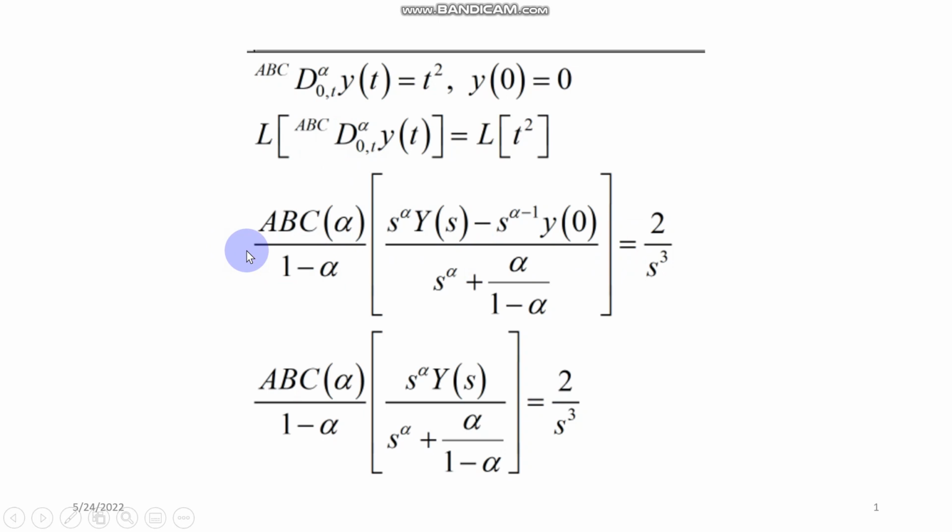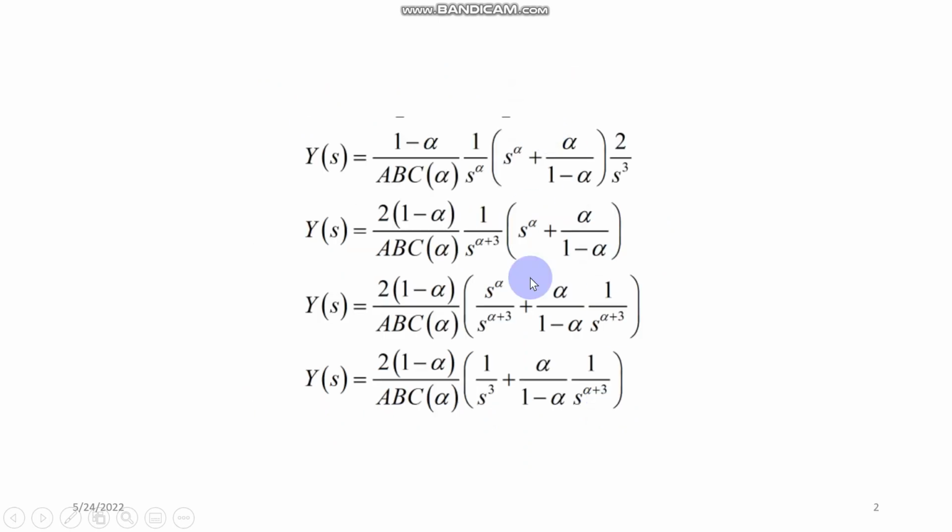One can find this formula in many of the research papers written by Professor Atangana and his colleagues. Laplace transform of the right-hand side is 2 upon s cubed. Since y of 0 is given as 0, I have substituted this value, and then this step reduces to the last step, as you can see on the screen. The simplification has been performed here, and it is easy to understand the simple computation.